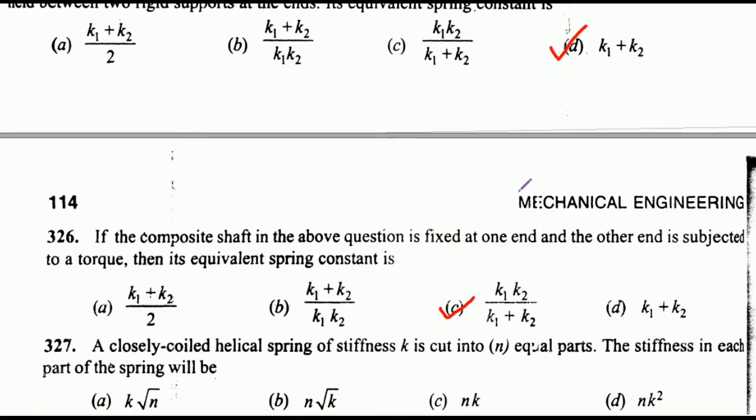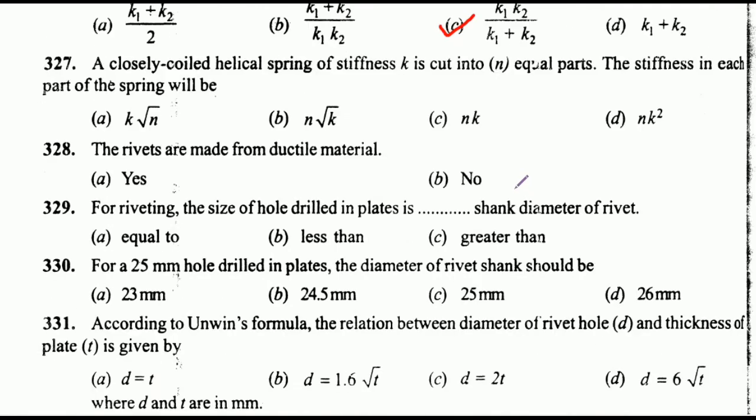Next is a closely coiled helical spring of stiffness K is cut into N equal parts. The stiffness of each part of the spring will be. Here friends, these are the options, and the correct answer is option C, that is NK.